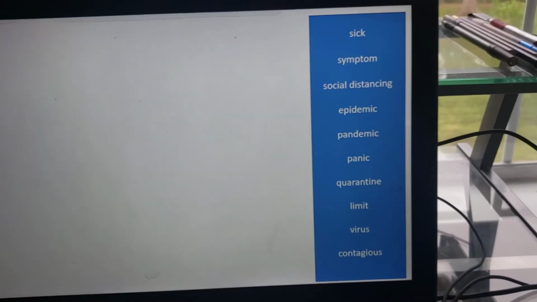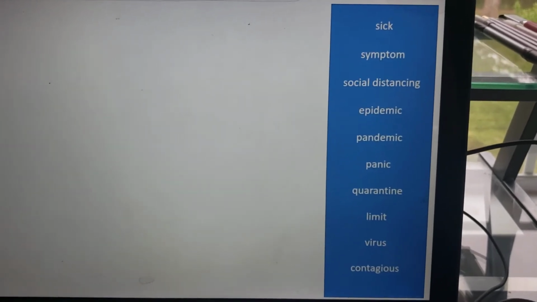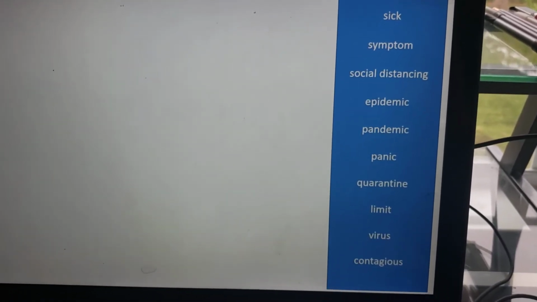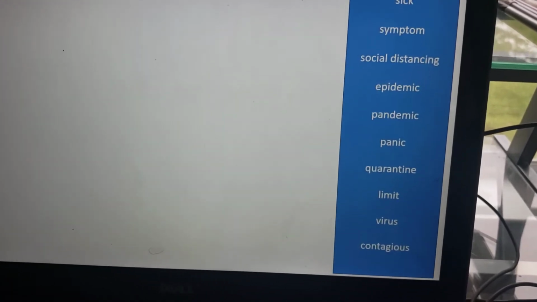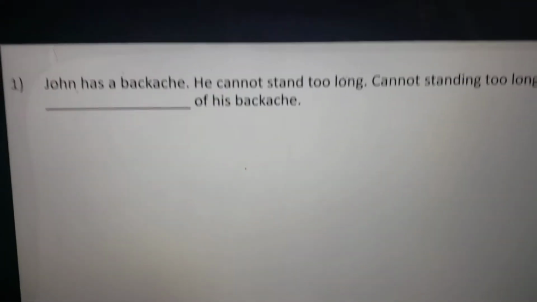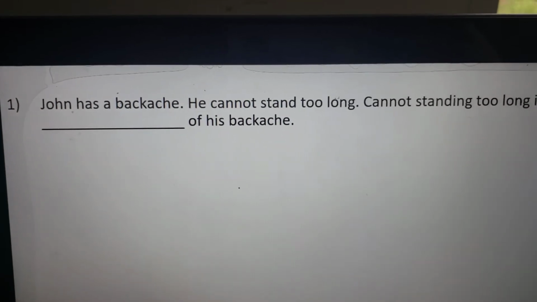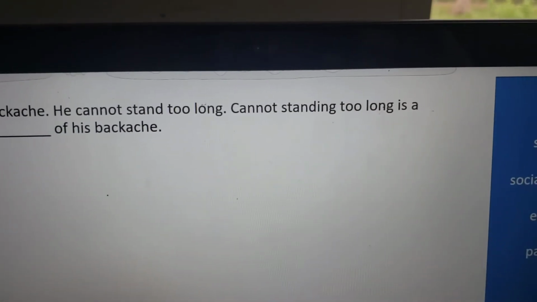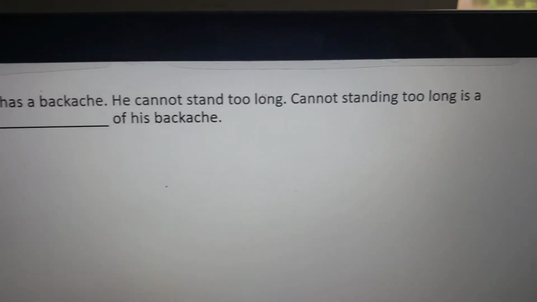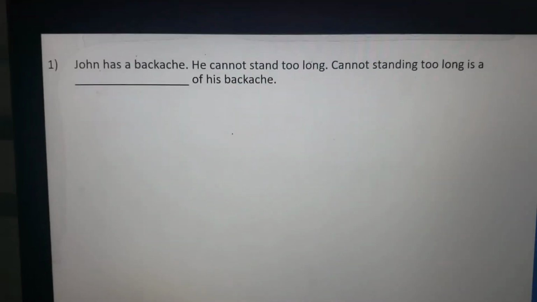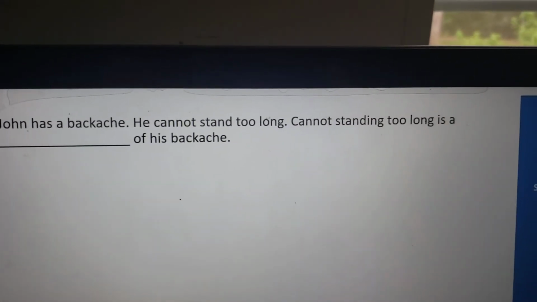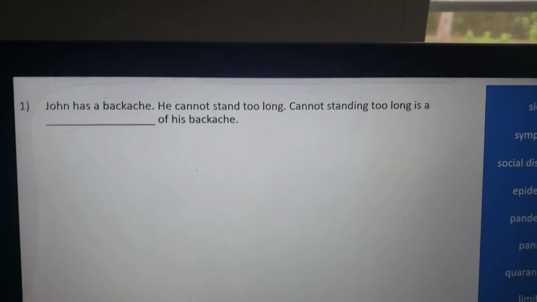Now, see if you can match the words again. Sick, symptom, social distancing, epidemic, pandemic, quarantine, limit, virus, contagious in the sentences here. John has a backache. He cannot stand too long. Not being able to stand too long is a blank of his backache. Backache means the back of your body really hurts.